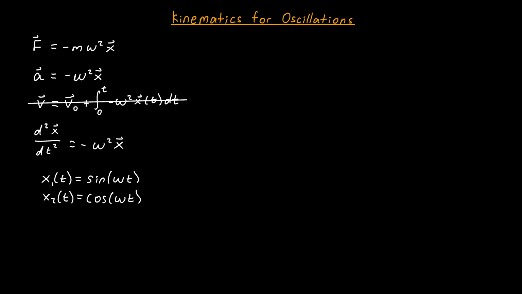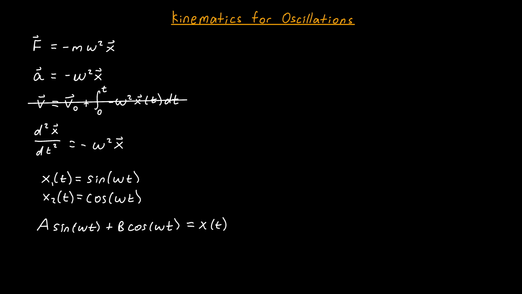And what also turns out to be true is that if you add these solutions together any number of times, so you have any number of sine omega t's plus any other number of cosine omega t's, and you set that equal to your x of t, that will also be a solution to the equation we had before, that if you take two time derivatives, you'll get minus omega squared times x.